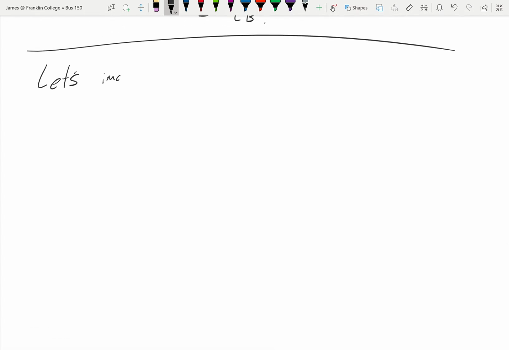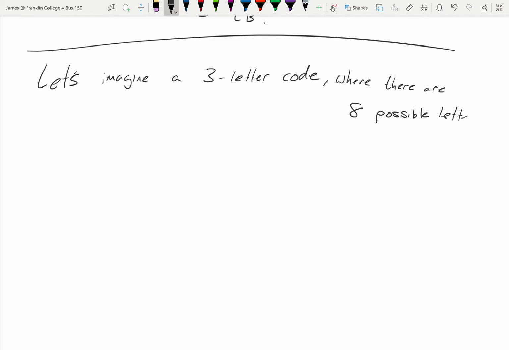Let's imagine a 3-letter code where there are 8 possible letters. So we want to create a 3-letter code, 1, 2, 3, and there are 8 possible letters to choose from. So we might be interested in the possible number of codes that could be put together under various scenarios.